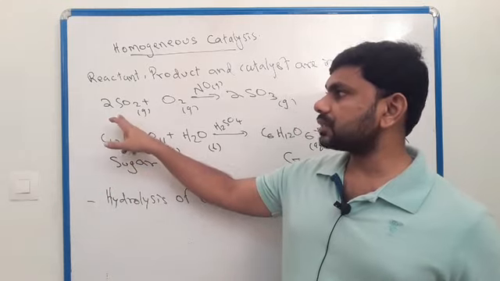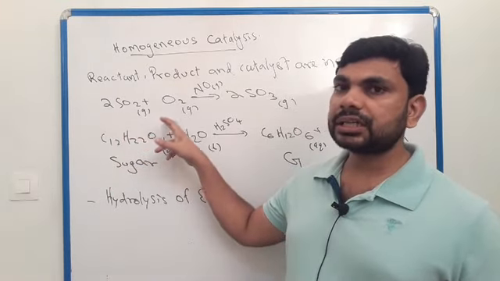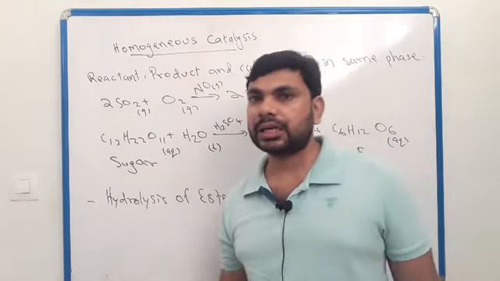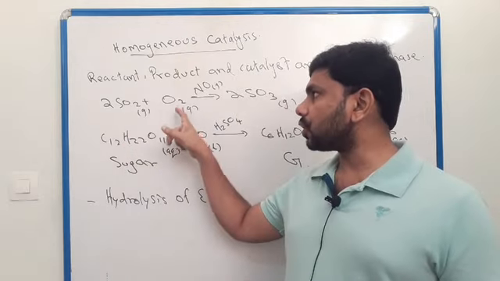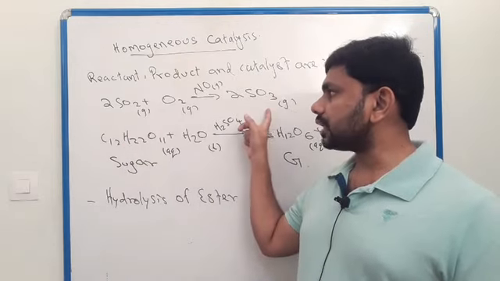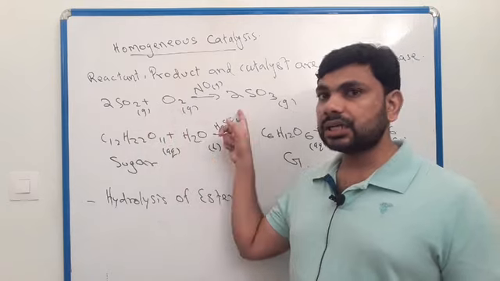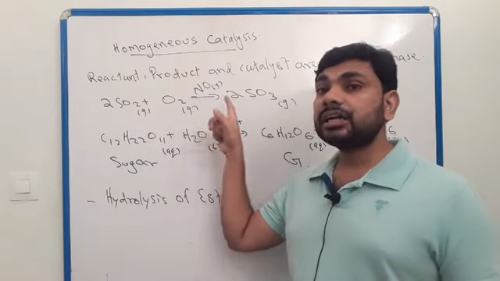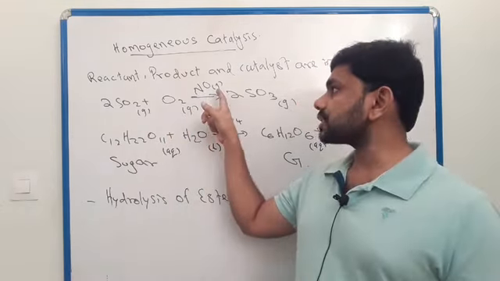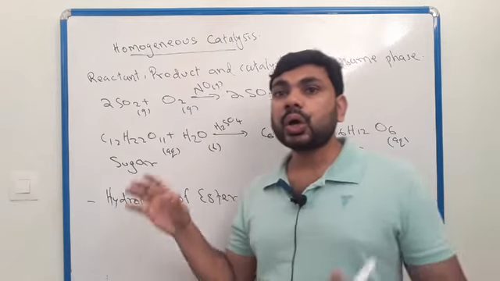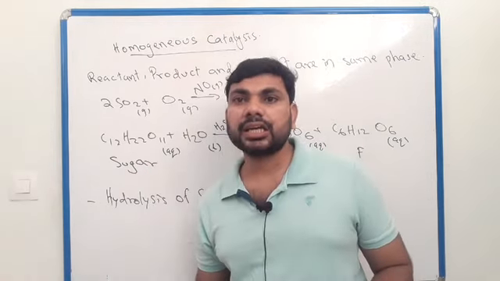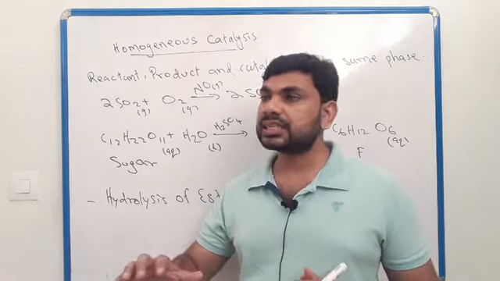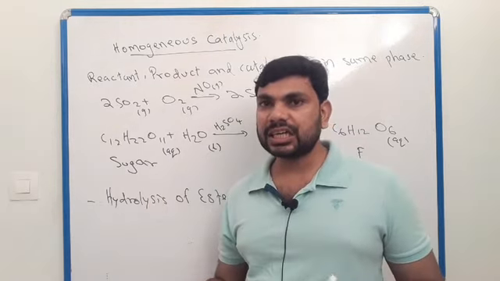First example: sulfur dioxide after oxidation forms sulfur trioxide. Here sulfur dioxide, oxygen and sulfur trioxide are all in the gaseous state. The catalyst, nitrogen oxide, is also in the gaseous state. So all are in the gaseous state. Such catalysis is called homogeneous catalysis.